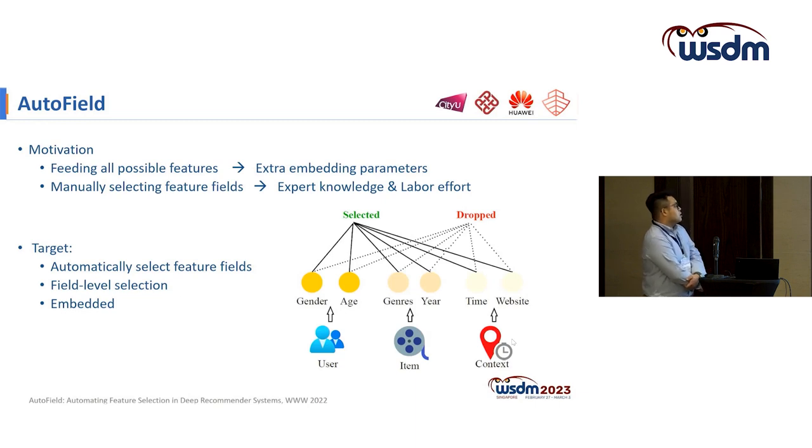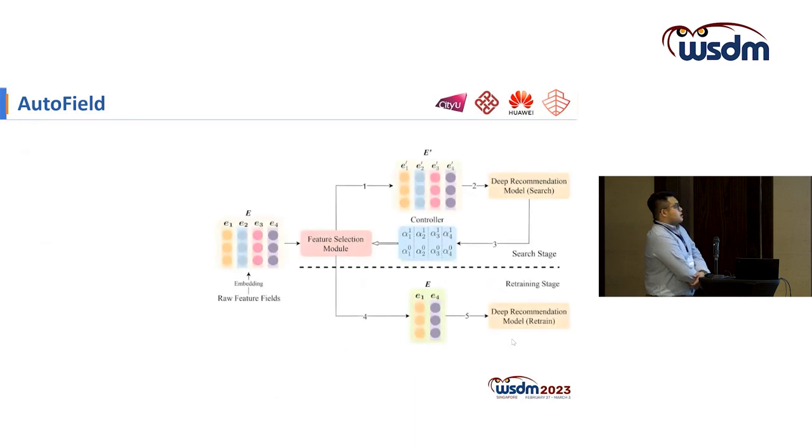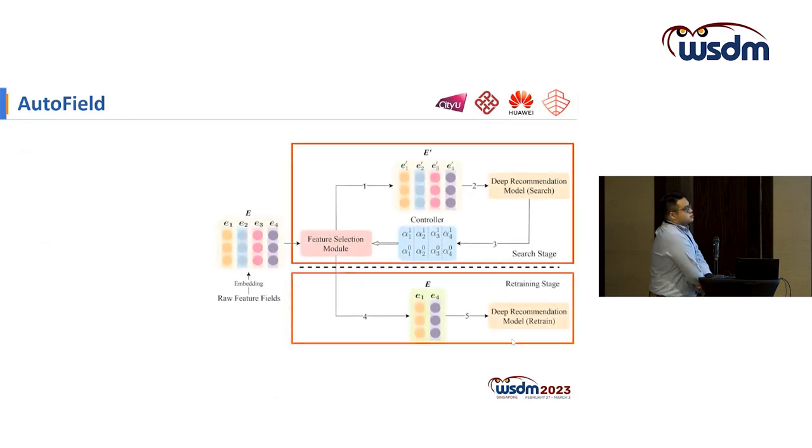And the first work I want to introduce for gradient-based methods is AutoField. Considering that manually selecting feature fields by human experts requires a lot of expert knowledge and labor effort, this work aims to automatically select feature fields. And there are two stages in the AutoField, the search stage and the retraining stage.